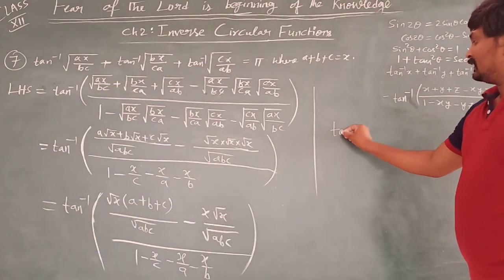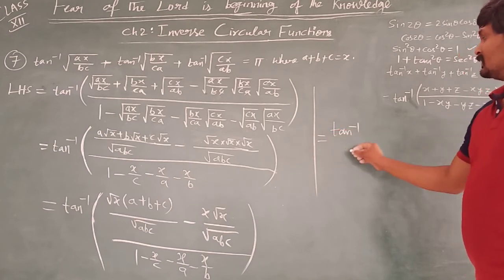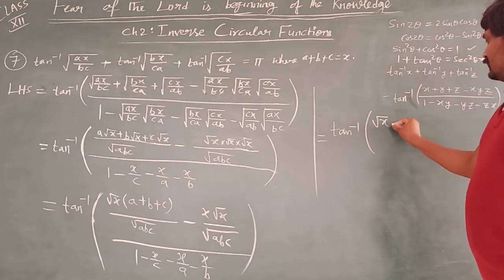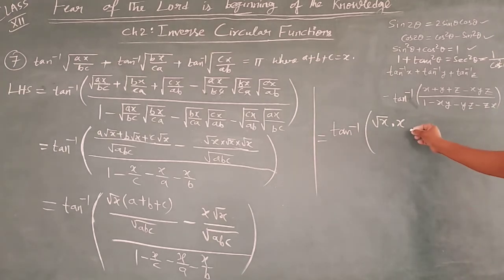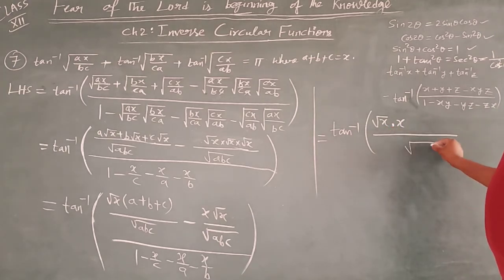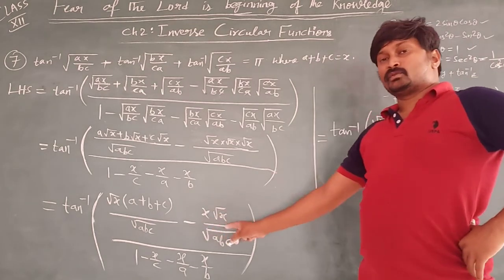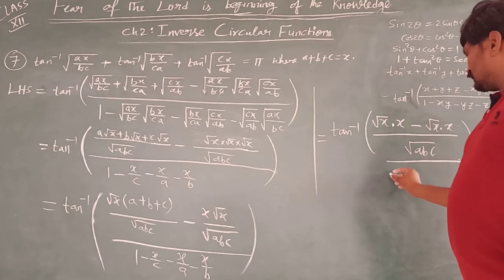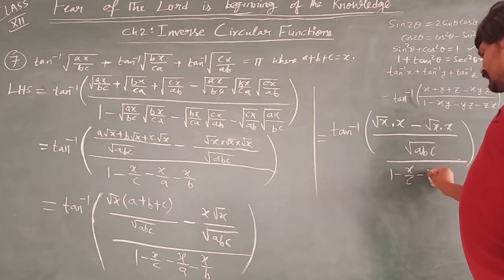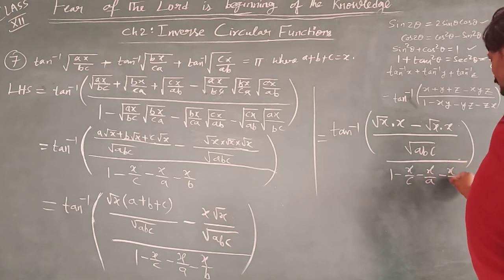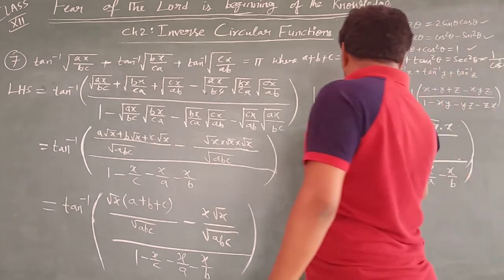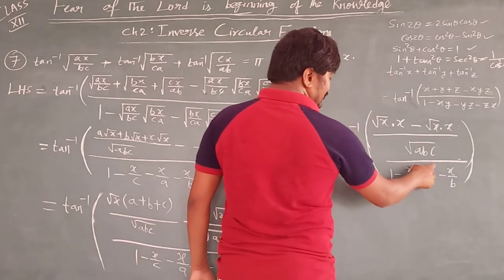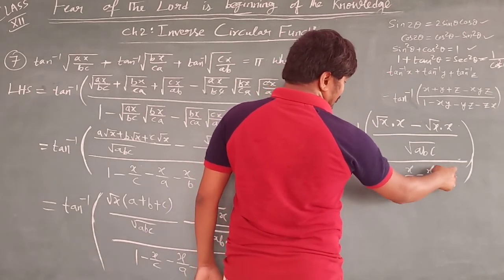So then tan inverse of root x into x. Then here the LCM is root abc, minus. Here also what is there? x into root x is nothing but x root x, so root x into x. Then that whole upon 1 minus x upon c, minus x upon a, minus x upon b.